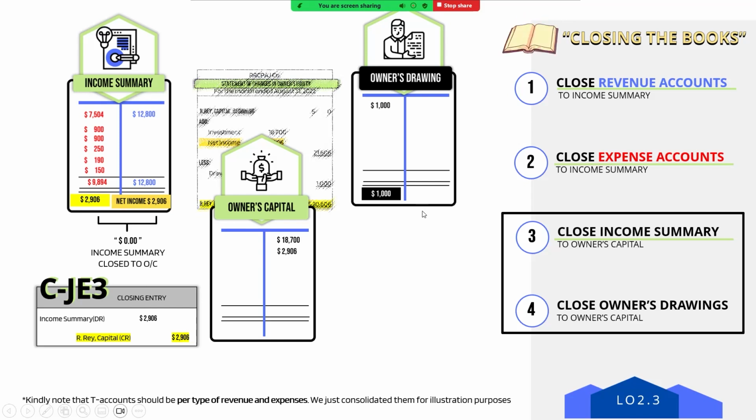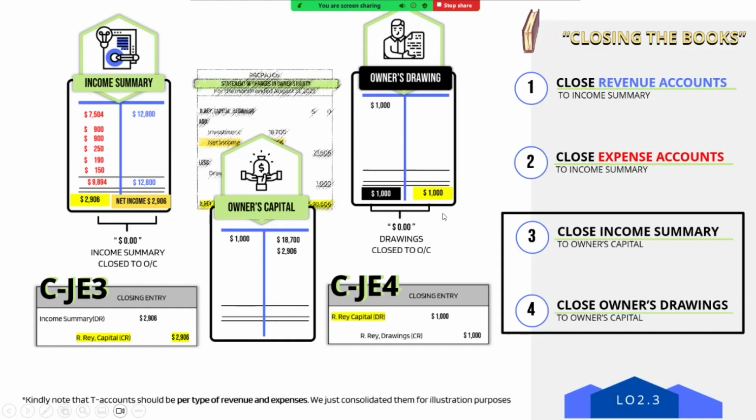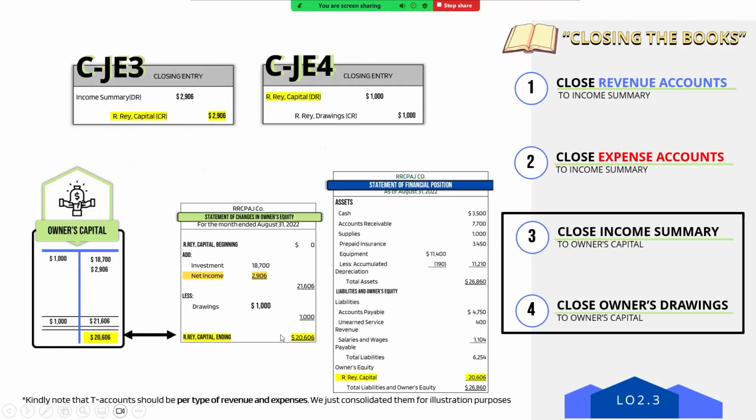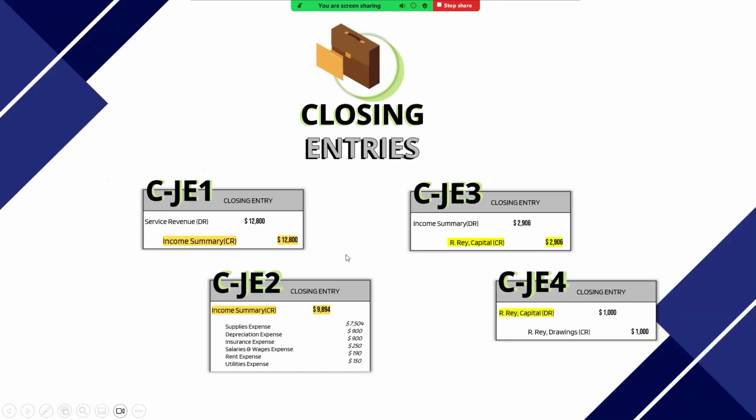For owner's drawing, we do the opposite. To zero it out, we need a credit to owner's drawings but a debit to owner's capital of 1,000. So our last journal entry would be debit RA capital, credit RA drawings of 1,000, right? And with that, we are able to arrive at 20,606, which would be our ending capital for RA. And that would be reflected in our statement of financial position. And that's it, basically. That's our closing entries.